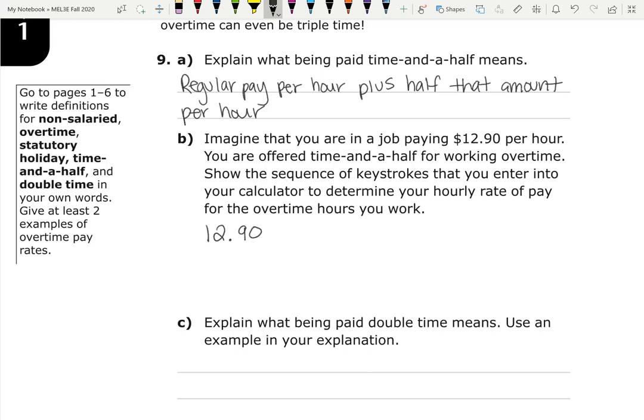So you're going to type that into your calculator. Now it's time and a half. So it's your regular pay, $12.90. Okay, and now we need to figure out what half of that is. So I'm going to divide that by 2, and that is equal to 6.45. Okay, so now I'm going to take my regular hourly pay, and I'm going to add half of that. And this is my new hourly pay at time and a half.